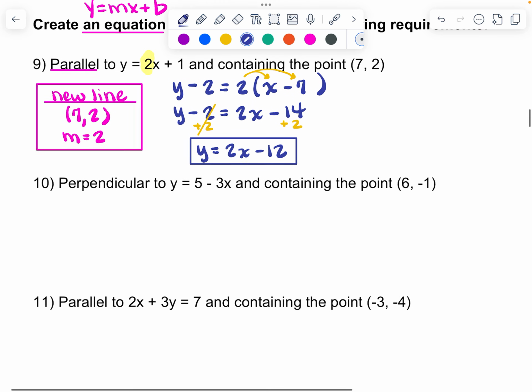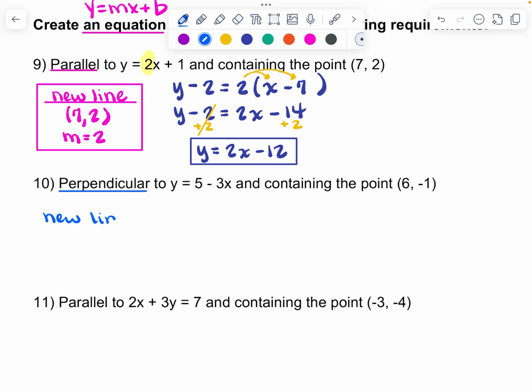Okay, let's keep on. Let's see, perpendicular. So we need an opposite reciprocal slope. Hold on, let me get my new line info box going on. So they're telling us that we want to go through the point (6, -1). Okay, now we need the slope of our new line, which means we need to find the slope of our old line.